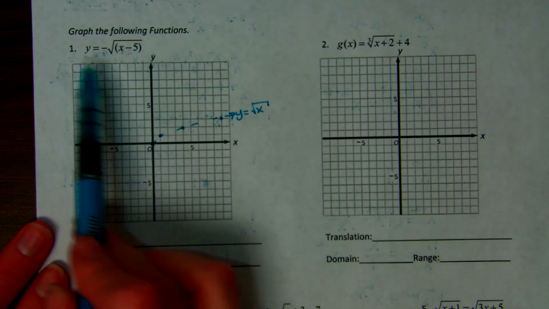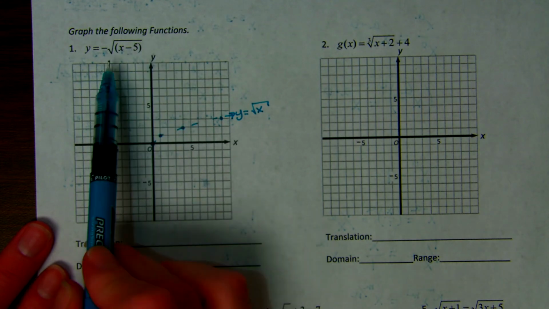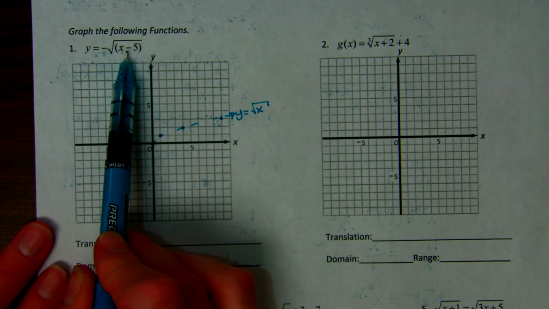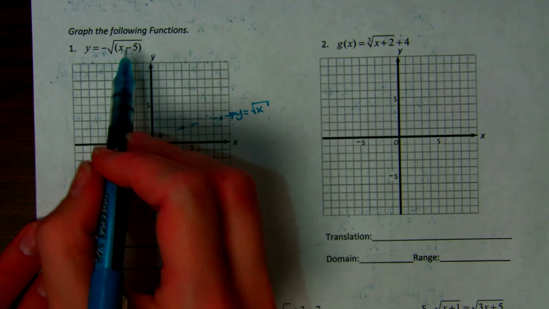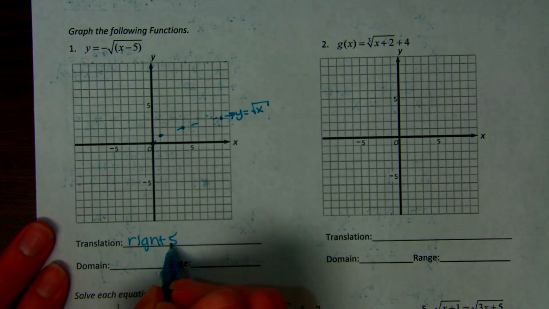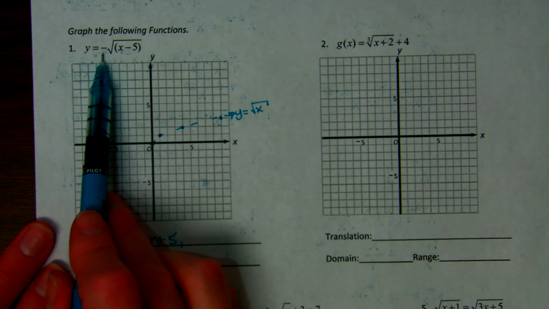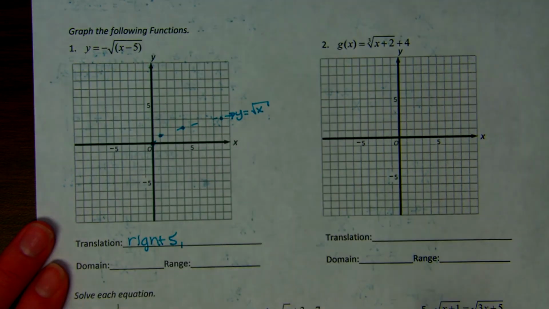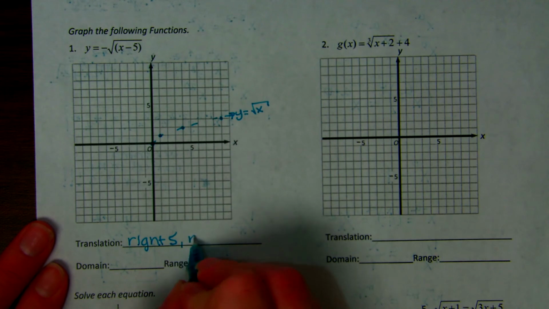And so what we do is we use transformations to move this. It has been moved to the right 5 because of that minus 5. It's been moved right 5. And what else has happened to it? What does that negative mean? It's a reflection, right?